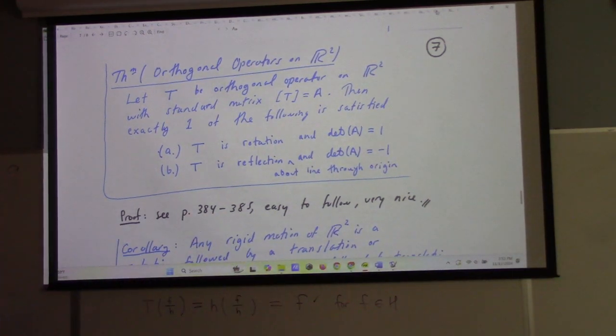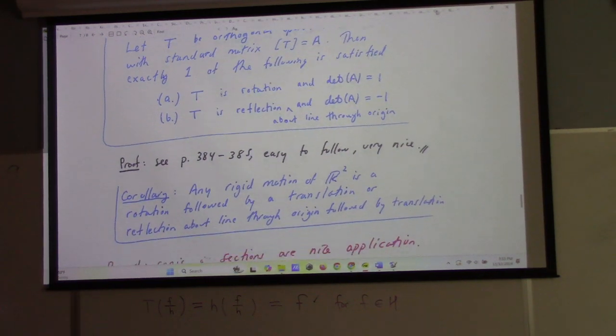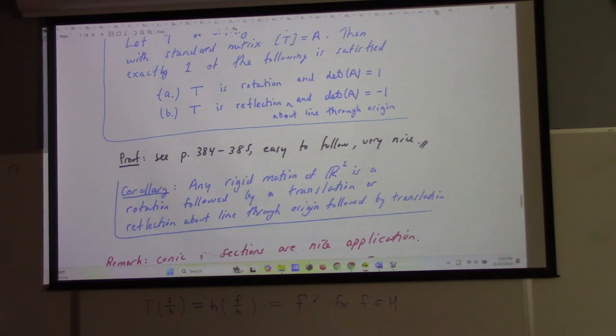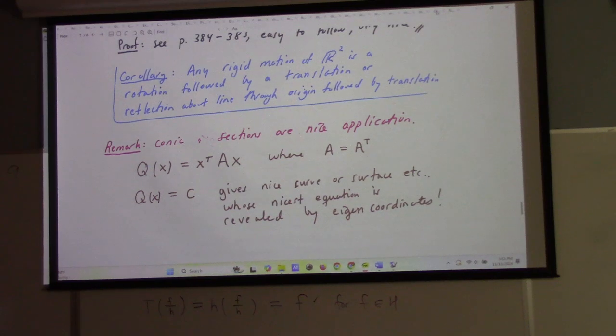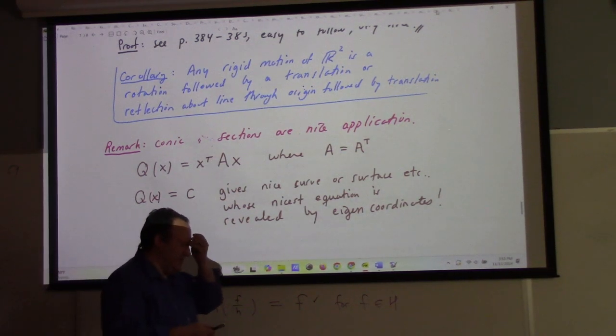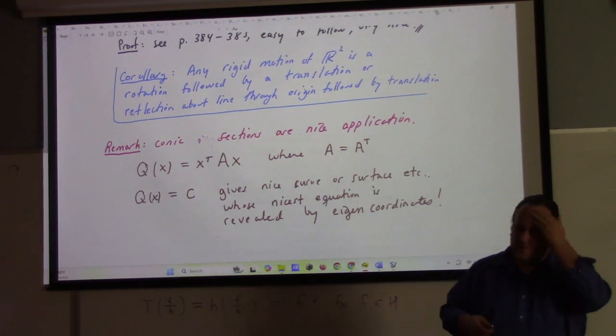So corollary, any rigid motion of the plane is going to be a rotation followed by a translation, or a reflection about a line followed by a translation, because those are the only kinds of orthogonal transformations, either rotations or reflections. That's the basis for a lot of this two-dimensional art stuff you see about tessellations and things. If you want to maintain shapes, you can only use reflections or rotations and translations.